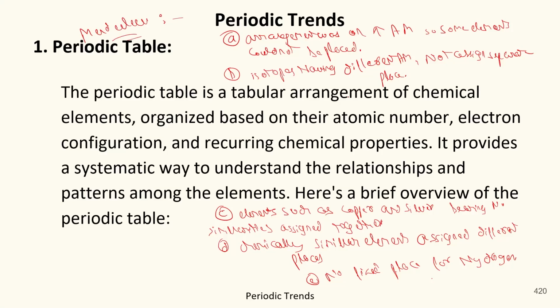First, he arranged the elements in increasing atomic mass order, so some elements could not be assigned. Second, isotopes having different atomic masses were placed together. Third, elements like copper and silver, which have no similarity, were put together. Fourth, chemically similar elements with similar properties were assigned different places. And the fifth and last was that hydrogen does not get any fixed position. So these were the limitations of Mendeleev's periodic table.